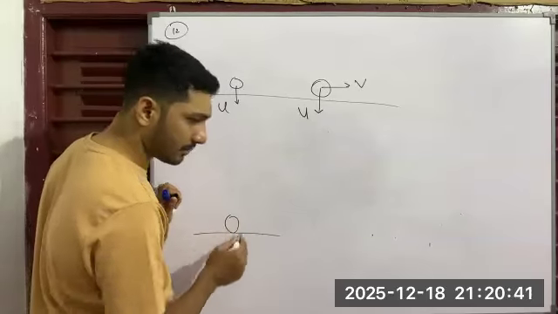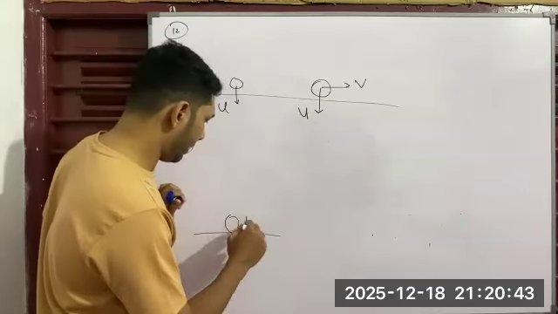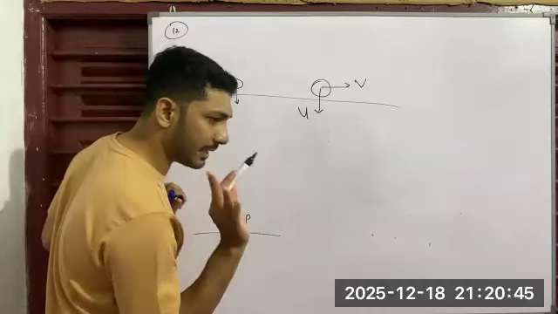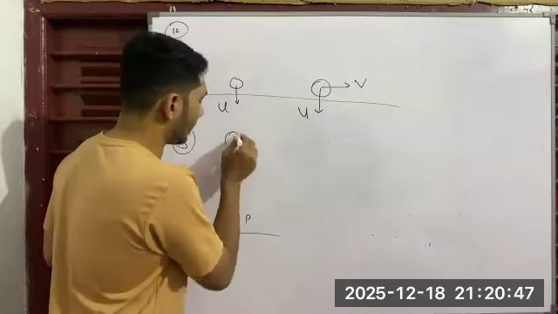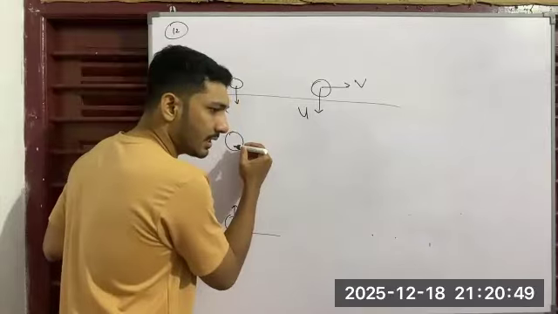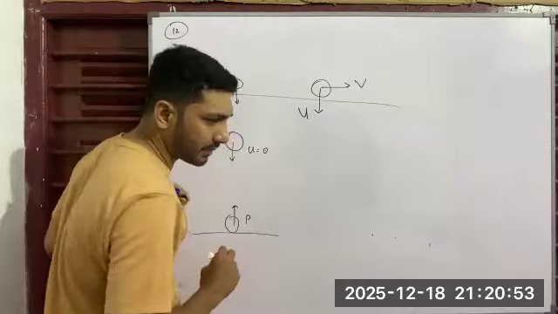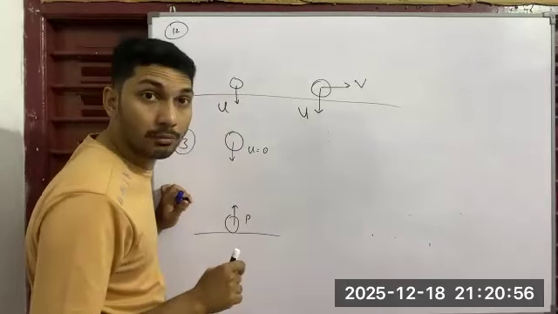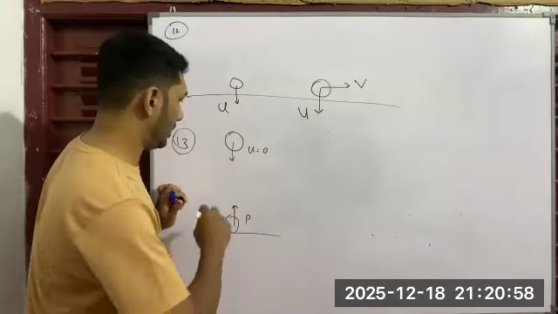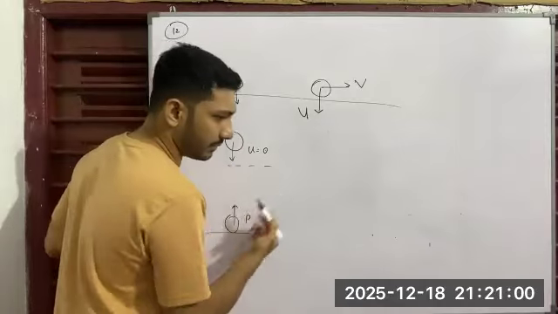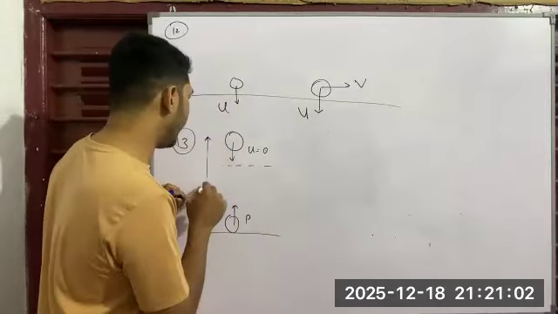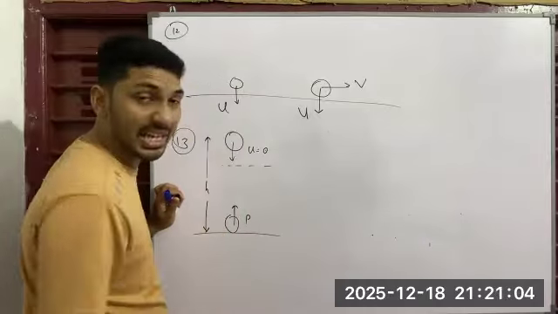You are throwing P vertically upwards, that is there. And this one is thrown downwards with 0 velocity, that is shown by the graph Q. And they are meeting at some point. The total distance between them is h.